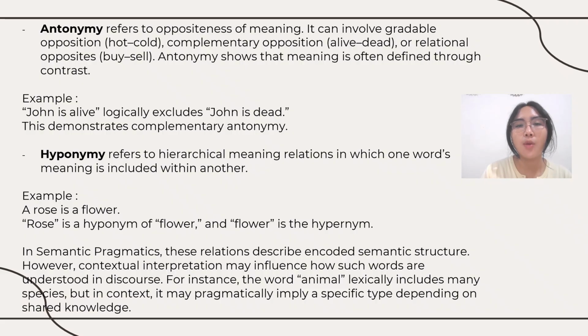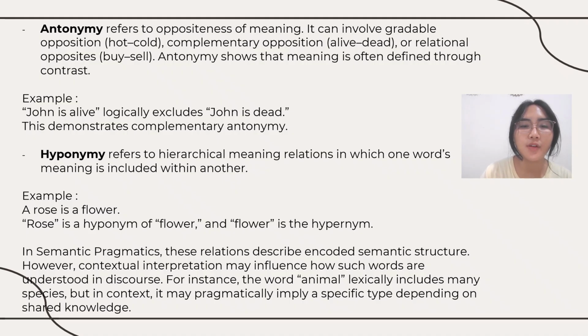Antonym refers to oppositeness of meaning. It can involve gradable opposition, hot and cold, complementary opposition, alive and dead, or relational opposites, buy and sell. Antonym shows that meaning is often defined through contrast. An example, John is alive logically excludes John is dead. This demonstrates complementary antonym.